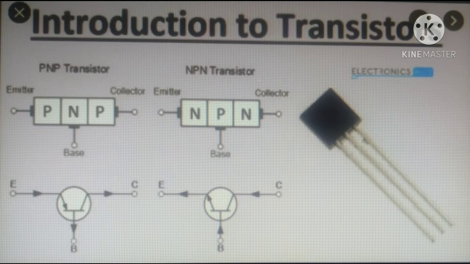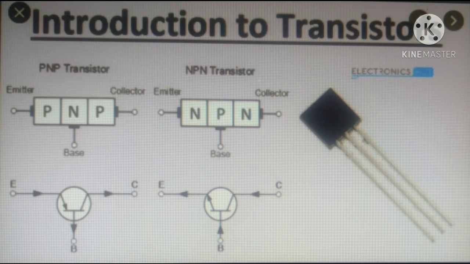Hello students, start with the next topic, transistors. What is a transistor? The name transistor is made up of two terms, transfer and resistor, because its resistance transfers from one value to another value depending on its bias. In other words, the current through a transistor is controlled by a bias.